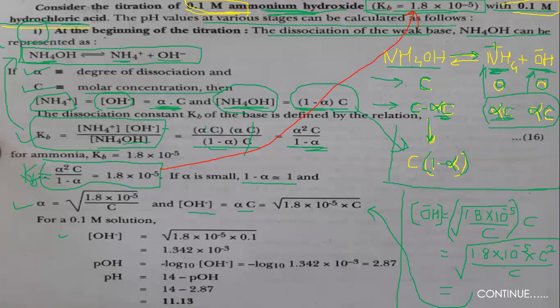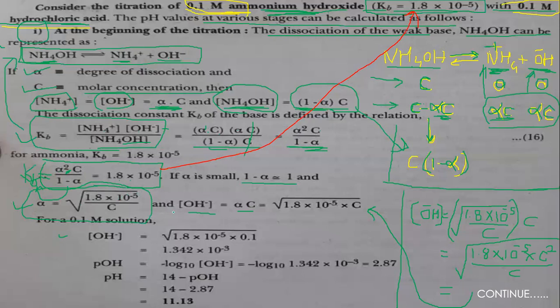Now by rearranging this, we have to find the value of alpha. So this will go to this side: Kb into 1 minus alpha upon C is equal to alpha square. So alpha is equal to the square root of this. You can find it, you can rearrange it. Okay, now you are in the SYBSc. This is expected from you because you have studied this in the 7th and 9th standard only.